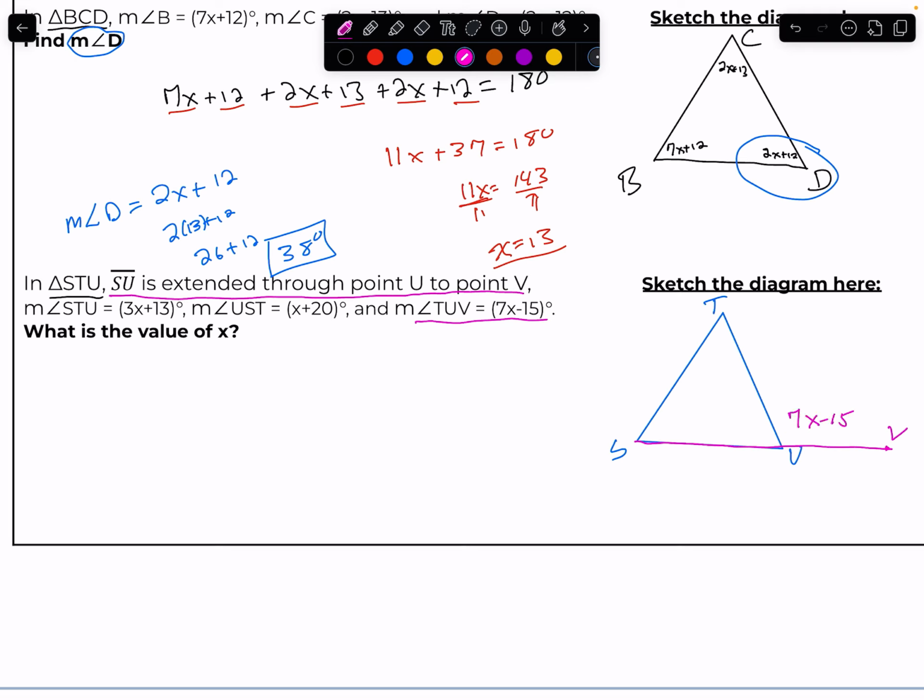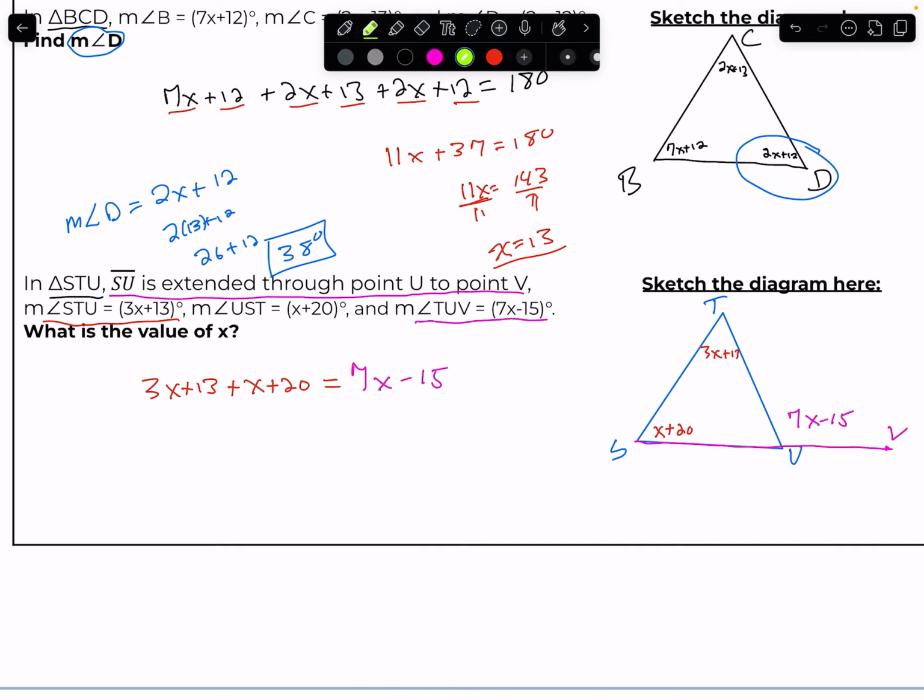So it's an exterior angle that we have now on the outside. And then STU is 3x plus 13. So S to T to U is 3x plus 13. And then U to S to T is x plus 20. Okay, so the rule is the sum of the remote interior angles equals the exterior angle. So I've got 3x plus 13 plus x plus 20 is equal to the exterior angle, so I've got 7x minus 15.